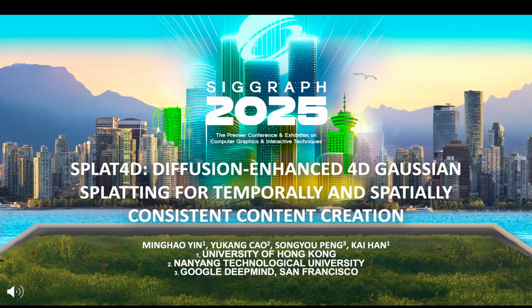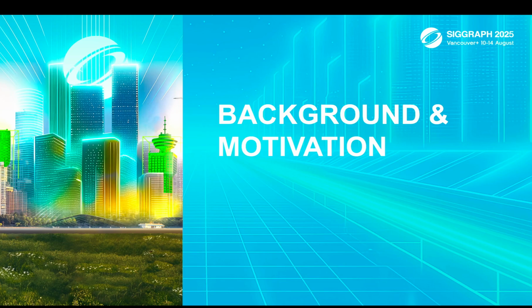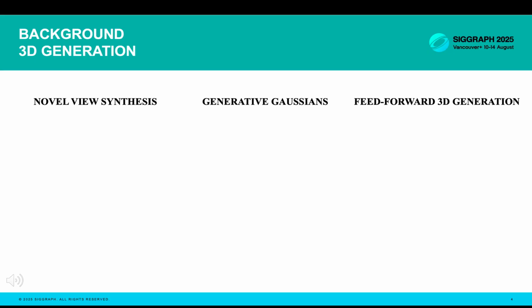Today, I'm excited to present our work, titled Splat 4D, Diffusion-Enhanced 4D Gaussian Splatting for Temporally and Spatially Consistent Content Creation. Our goal is to address a central challenge, generating high-quality 4D content that is both visually compelling and temporally stable. Let's begin with some background.